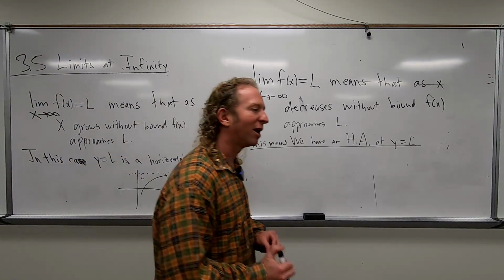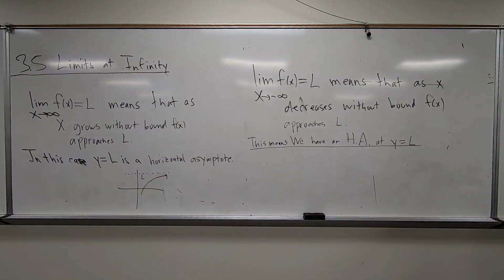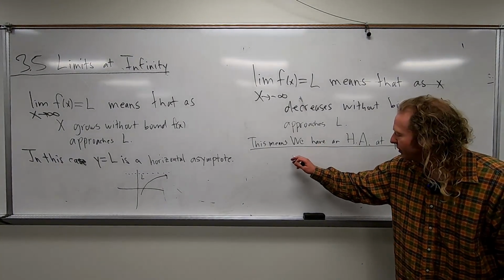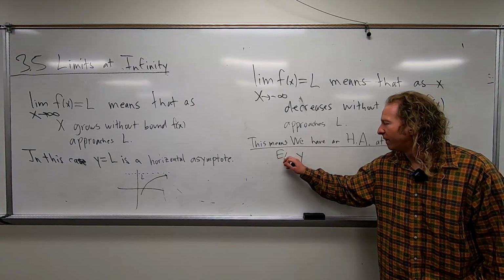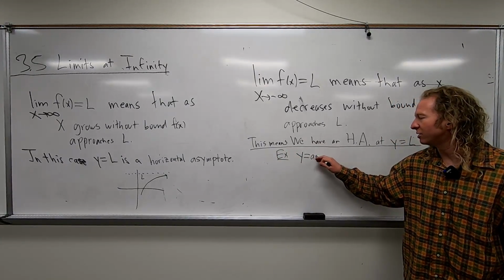It's not something you're used to. Maybe in trig you saw it, maybe not. Arctangent is an example of a graph with two HAs. So here's an example. Let me actually give you an example. If you have y equals the arctangent of x.